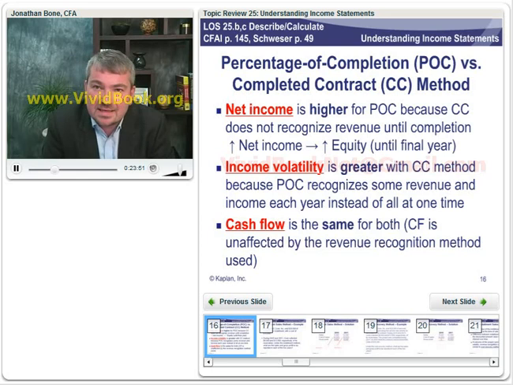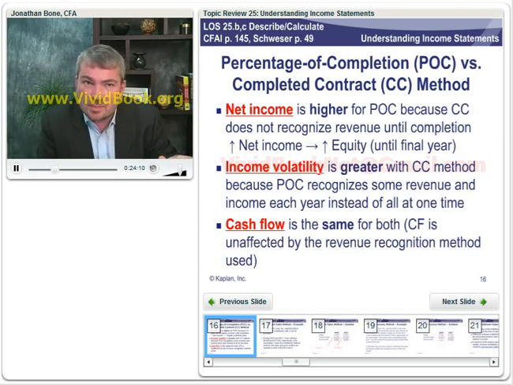Income volatility is going to be much greater under completed contract because nothing hits the income statement at all in the phases of construction until that contract is finally complete and sold, and then bang, you get all of your profit going through there. So much more volatile earnings, whereas percentage of completion is spreading that profitability over the life of the contract, giving you less volatile earnings. And remember, what is volatility? Volatility is risk. So we're going to have a less volatile and as a result less risky income statement for our shareholders under percentage of completion rather than completed contract.